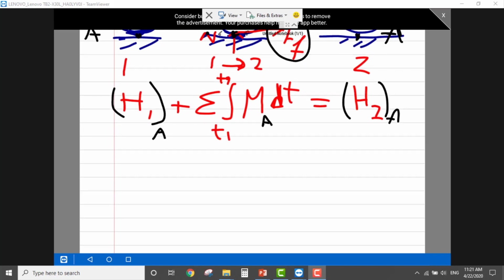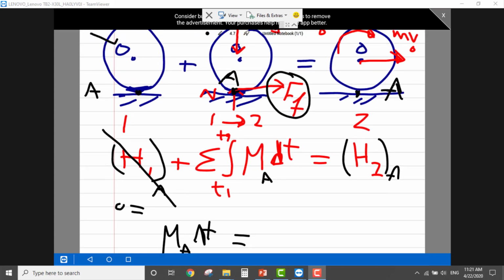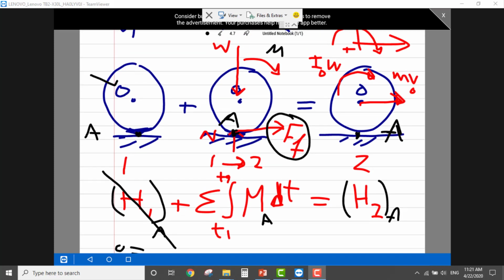Now, if we are starting from rest, then this term is equal to 0 because we don't have angular velocity at state 1. Now we have a couple moment which is constant, so we'll take it outside the integration, and we'll end up with moment about A multiplied by delta t, and this is equal to, what do we have as an angular momentum about A?